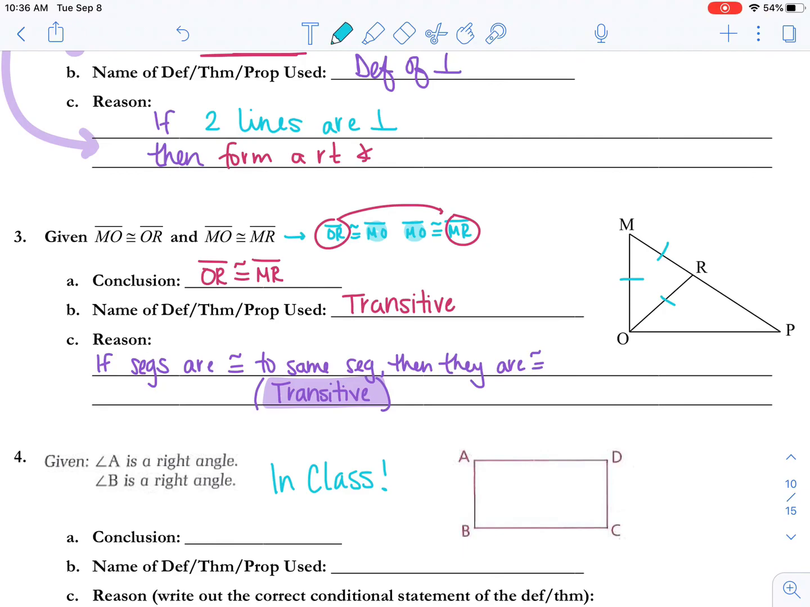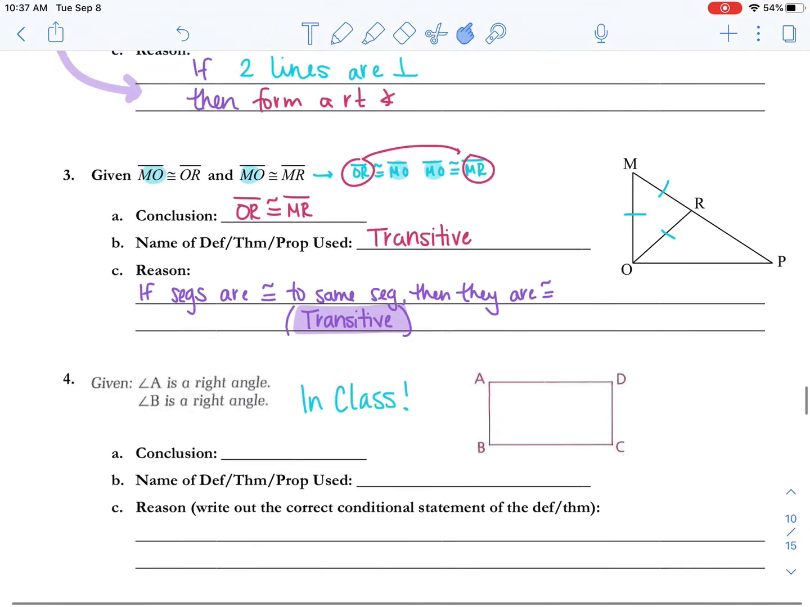All right, so let's see how you did. Here we were given that we had a bunch of things that were congruent, noticeably that we had two segments were congruent to the same segment, MO. So since those two segments were congruent to the same segment, those original segments were congruent. This is the transitive property. If segments are congruent to the same segment, then they're congruent. It's a mouthful. So really, most definitions we have to write out in if-then form, but transitive is one where we can just write the name transitive. So from now on, if you need to support your train of congruences, why all these things are congruent, you can simply just say transitive. Okay, I hope that makes sense.